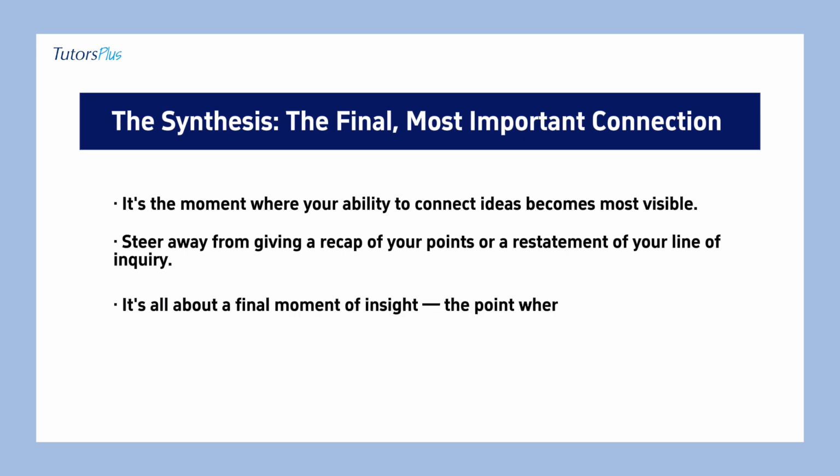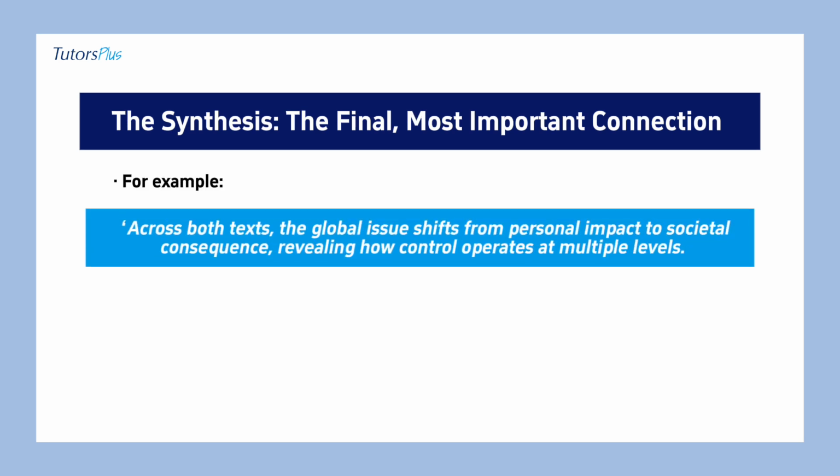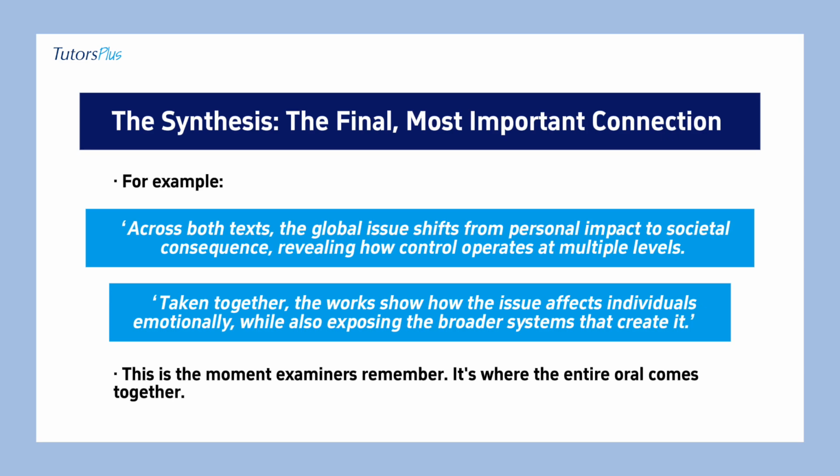It's all about that final moment of insight, the point where both texts come together to reveal something more substantial about your global issue. For example, you might say across both texts, the global issue shifts from personal impact to societal consequence, revealing how control operates at multiple levels. Or taken together, the works show how the issue affects individuals emotionally, while also exposing the broader systems that create it. And this is the moment where examiners remember it's where the entire oral comes together.